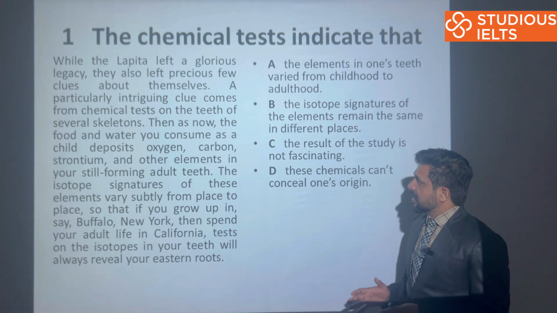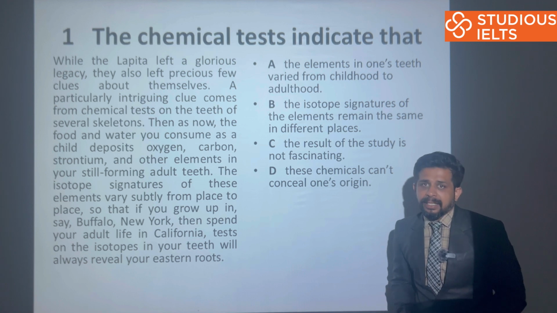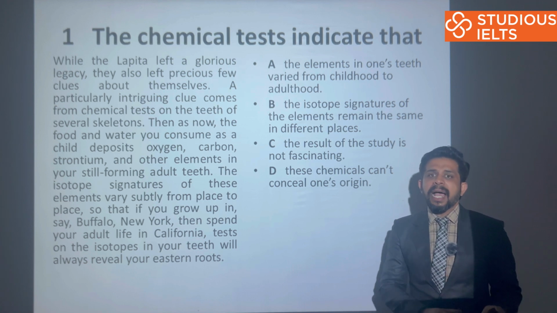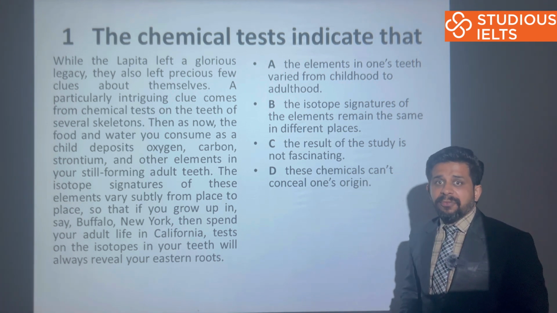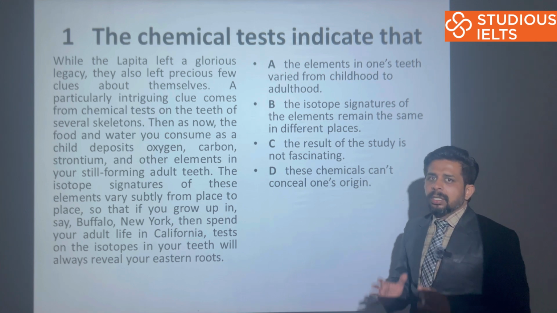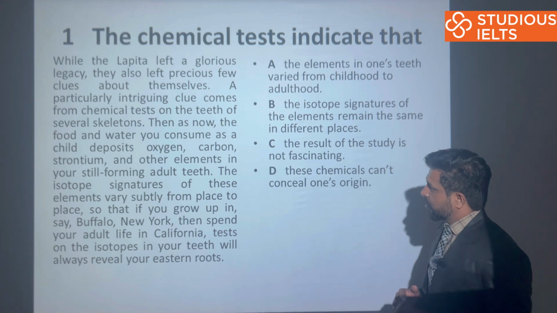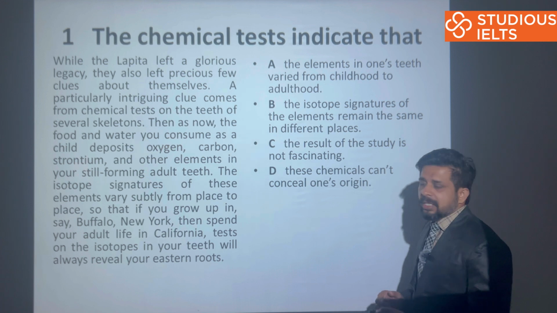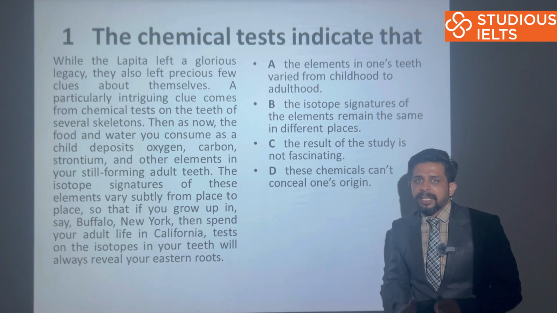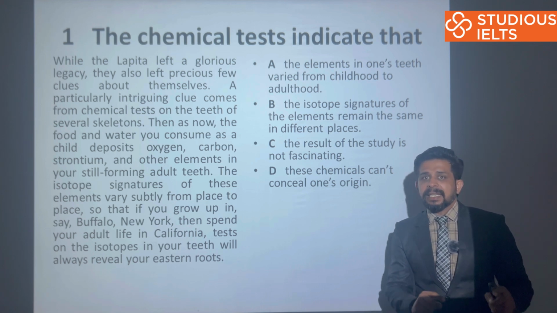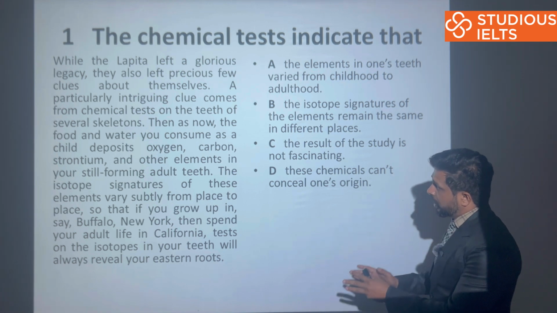That these chemical tests are those tests which determine that when your skeletons will be tested, no matter where you have spent your adult life, where you were in your childhood is definitely found, because during the growth of your teeth, the elements that are included in that, they have also mentioned those elements like oxygen, carbon, strontium, etc., will never go away. So eventually, if those teeth are tested later on, these will directly tell where you spent your childhood or where you were actually born. So this is what I have understood here.